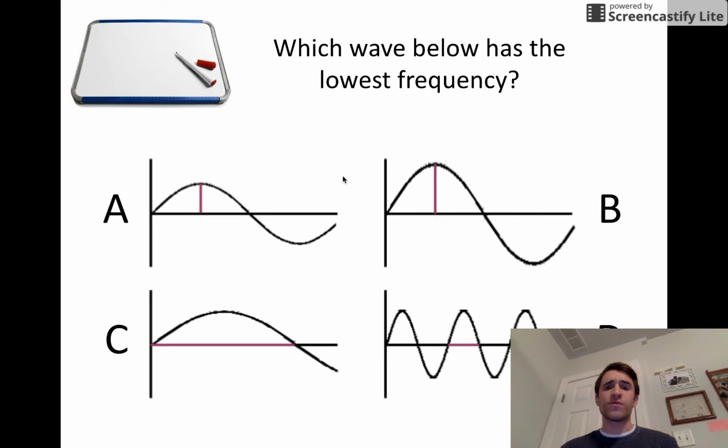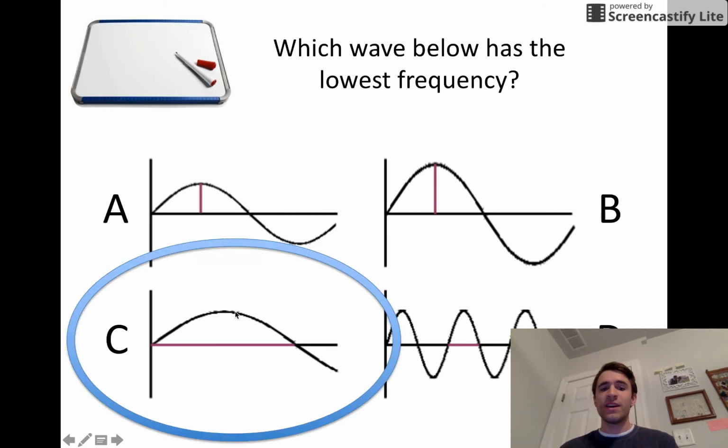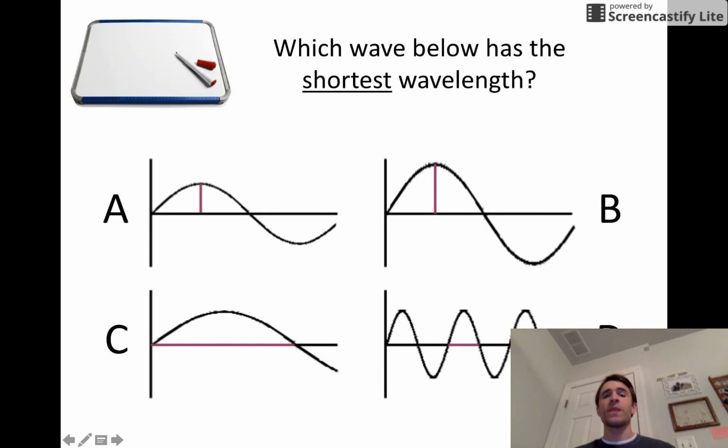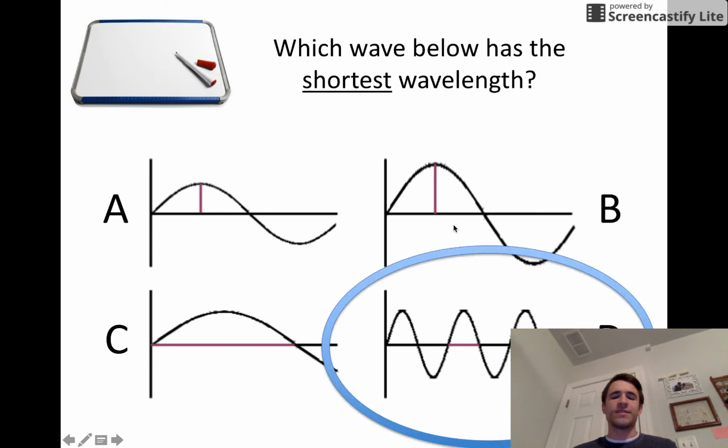Which wave below has the lowest frequency? So which one has the least frequent waves? That'd be C, right? You're only seeing part of a wave because they're super not frequent. D has the highest frequency. Which wave below has the shortest wavelength? Well, definitely we're looking at the distance between here to here. D has the smallest waves, the shortest wavelength. Those are some practice questions to help you understand the difference between frequency and wavelength.